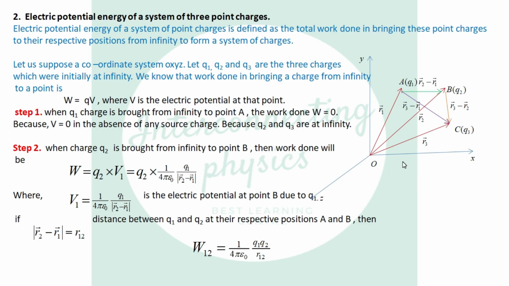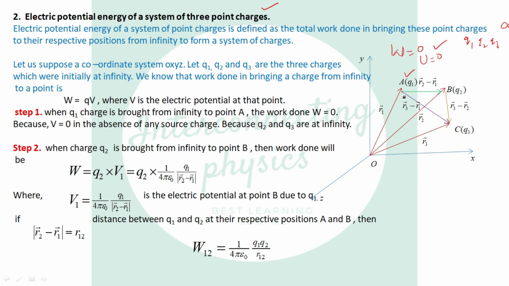Okay. Now, electric potential energy of a system of 3 point charges. So suppose at this time we have 3 points A, B and C. And we assume initially Q1, Q2 and Q3 are present at infinity. Now we have to bring these charges one by one. Again, when we bring the Q1 charge from infinity to point A, the work done will be 0 because Q2 and Q3 are present at infinity and there is no potential over here because no charge is present over here. So work done in bringing a single charge will be 0, hence potential energy to bring a single charge from infinity to a point is always 0.